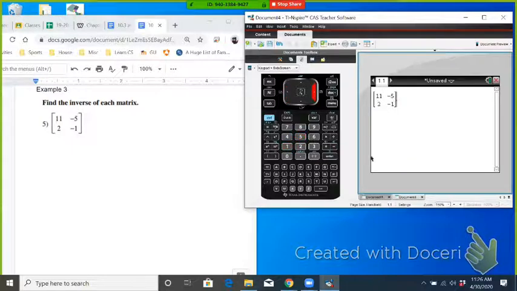And then all you're going to do is raise it to the negative 1 power. There's other ways to do it if you go to menu, matrices, but if you just raise it to the negative 1 power, it'll just find the inverse for you.